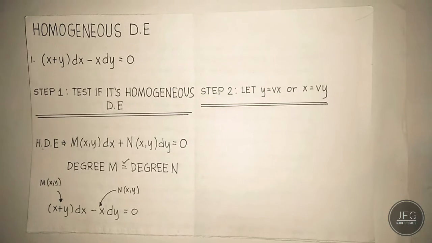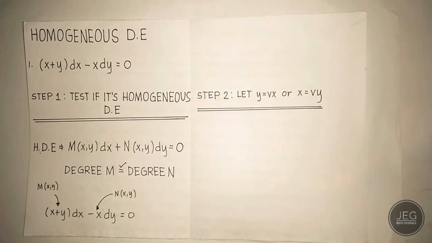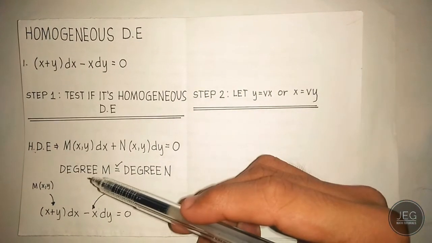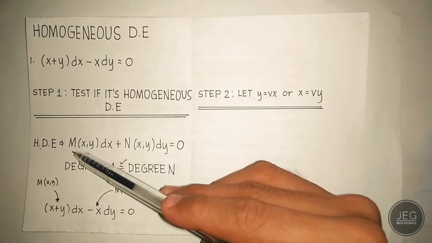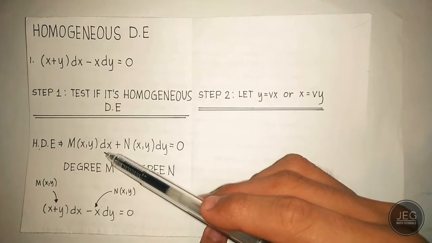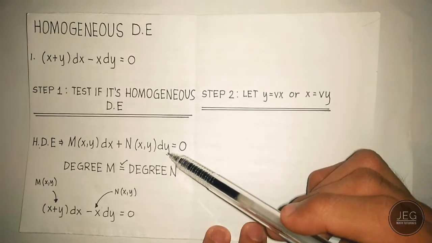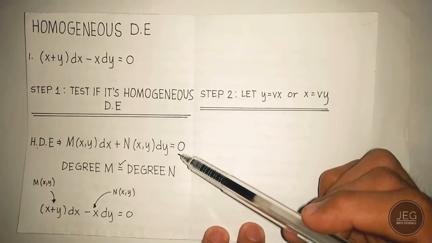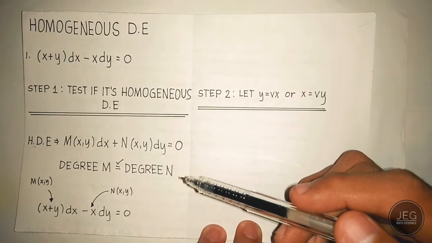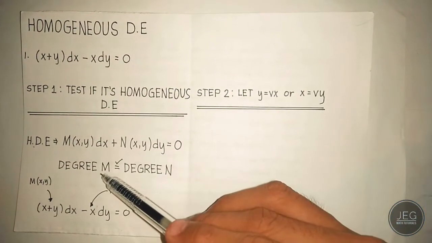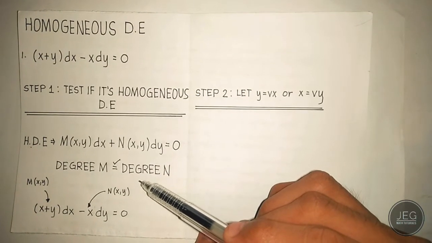Step 1 is test if it's a homogeneous differential equation. The standard form of homogeneous differential equation is M(x,y) dx plus N(x,y) dy is equals to 0. To be considered as homogeneous differential equation, the degree of M must be equal to the degree of N.